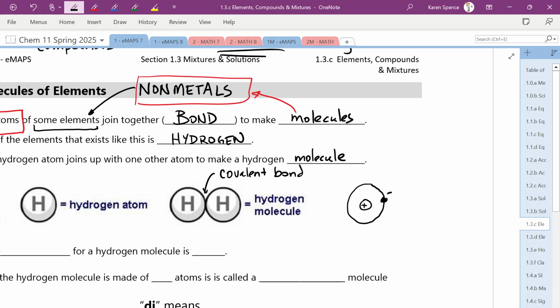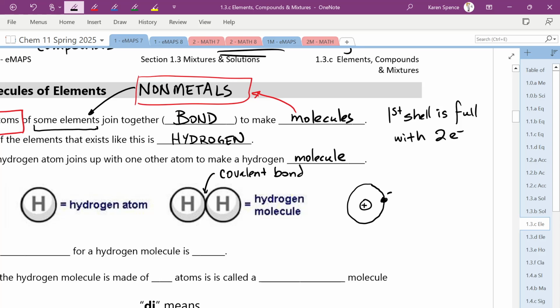That's our first shell. Do you remember the term shell? Okay, that's our first shell. How many electrons complete the first shell? 2 electrons. So the first shell is full with 2 electrons.